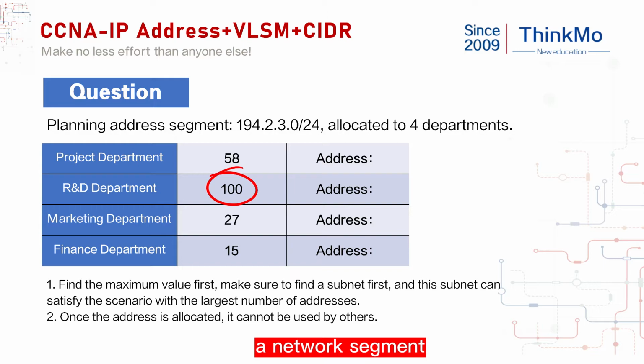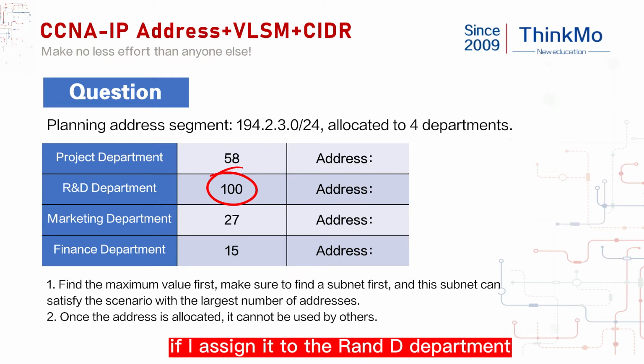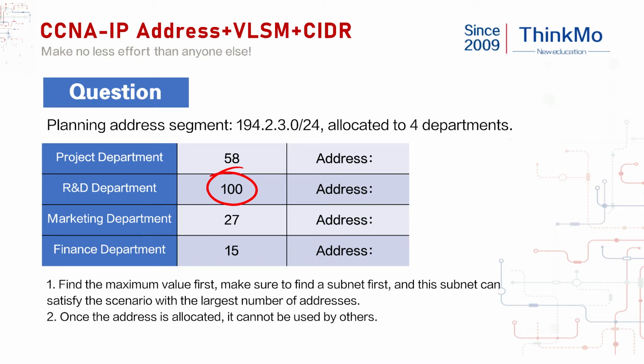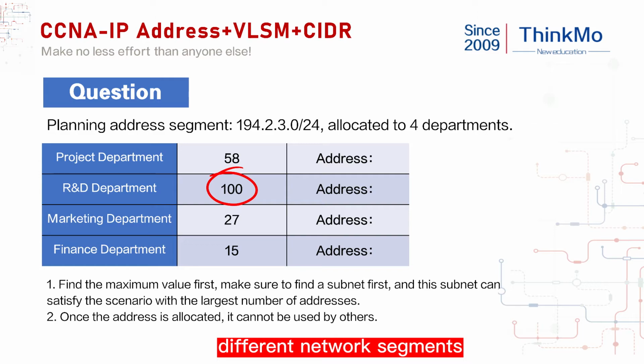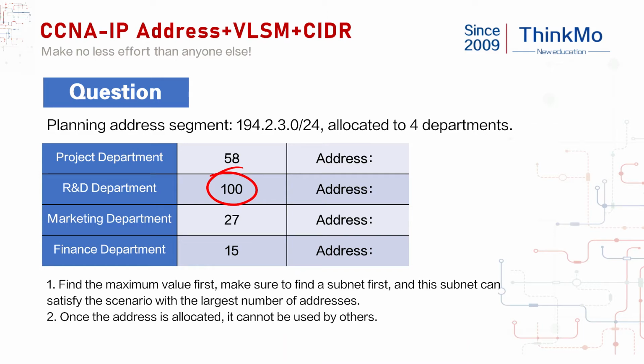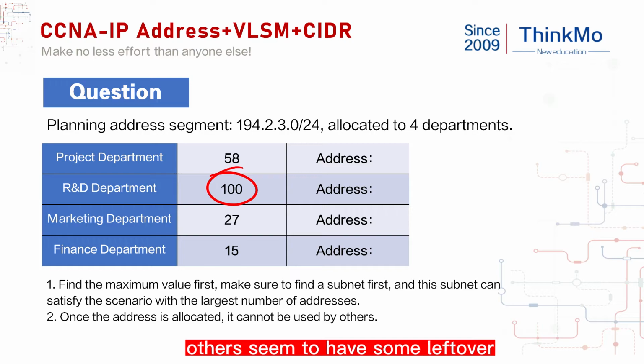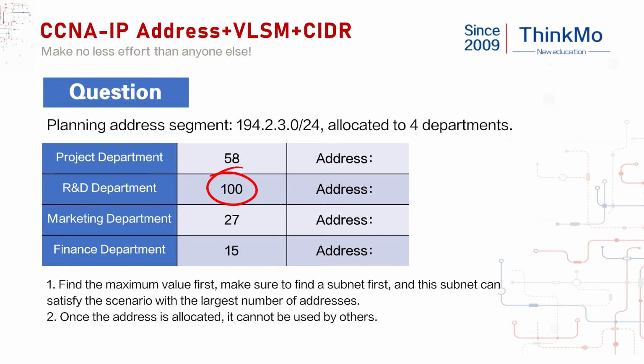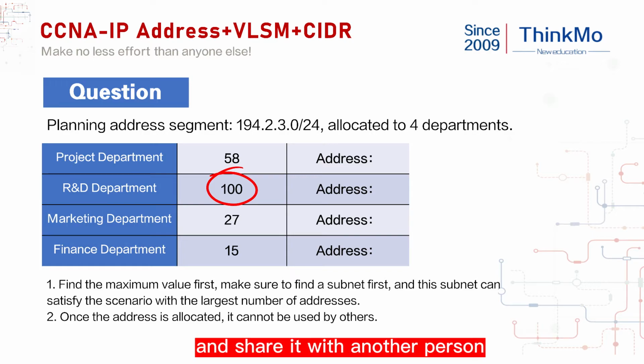A network segment, if I assign it to the RAND department, I can no longer use it for other people, because we have to isolate different network segments. Like you cut a cake. After you cut it and give it to someone else, you can't say, others seem to have some left over, I have to come back and share it with another person. This is not possible.